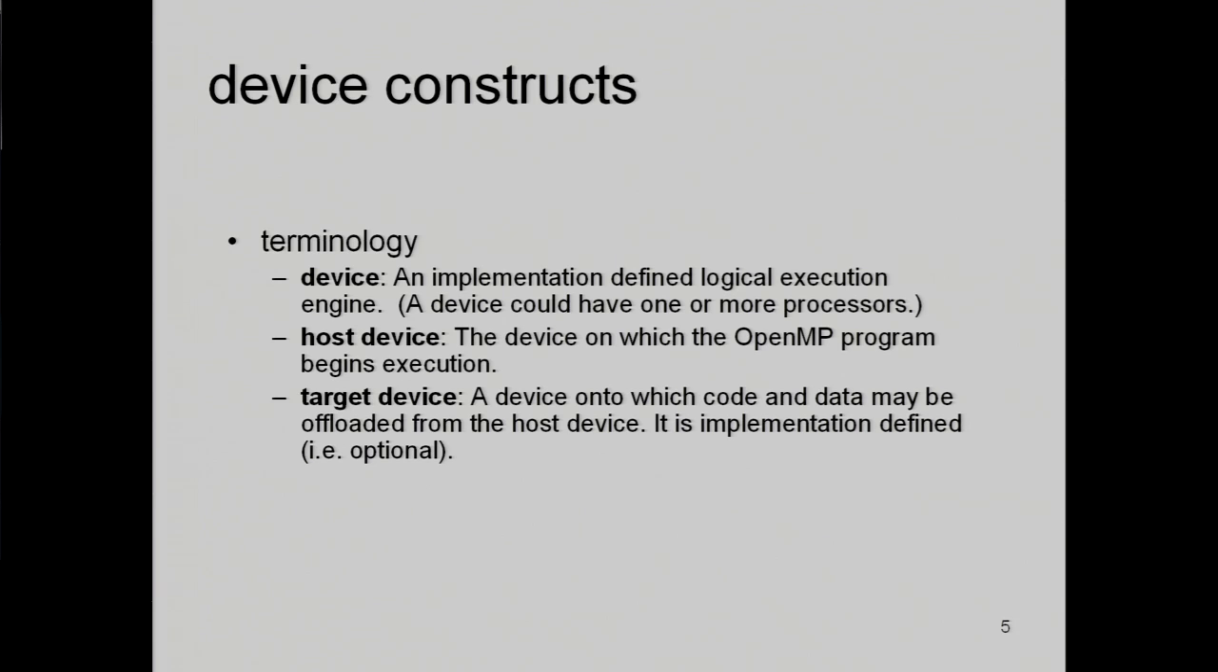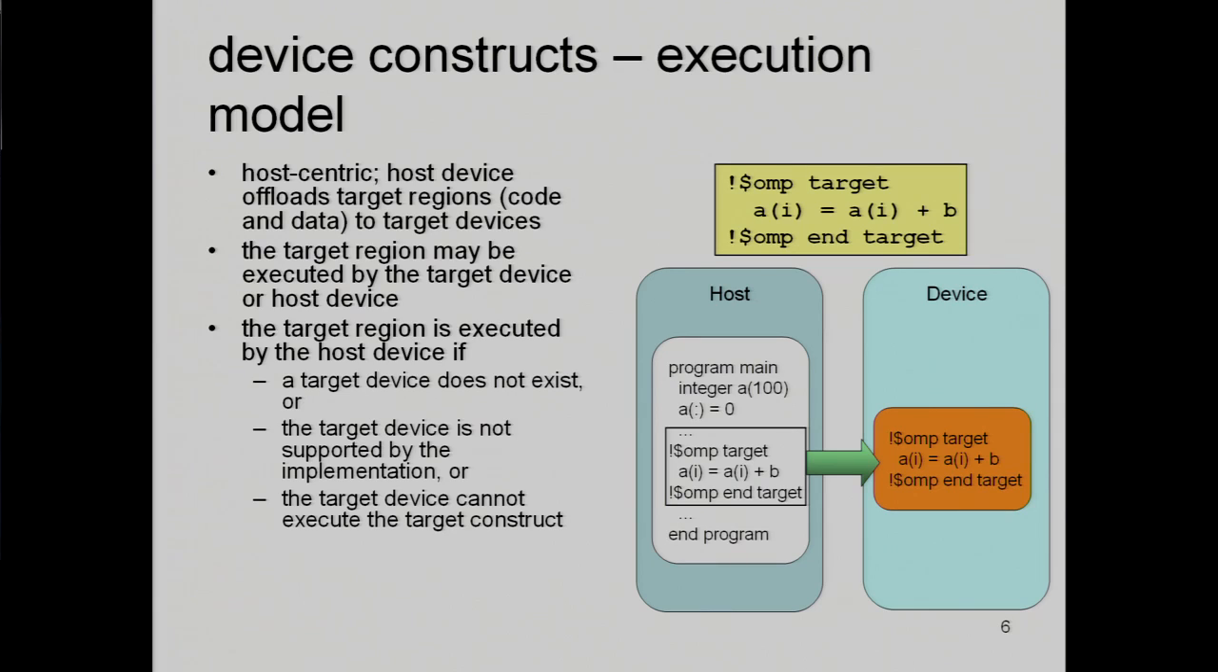So this is the whole design objective: an existing OpenMP program with a target directive in it can still run on the CPU. This is the whole idea. So let's get back to the execution model. On the right-hand side you have a diagram to illustrate what's going on.